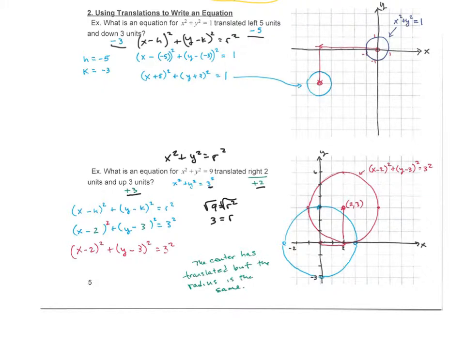And here I have rewritten it. The center has translated, but the radius is the same. So we started off at the origin with a radius of 3. What I've done is moved right 1, 2, and moved up 1, 2, 3, with the center now at 2, 3. Starting to see that normal thing: center at 2, 3, and a radius of 3. So there is my new translation.